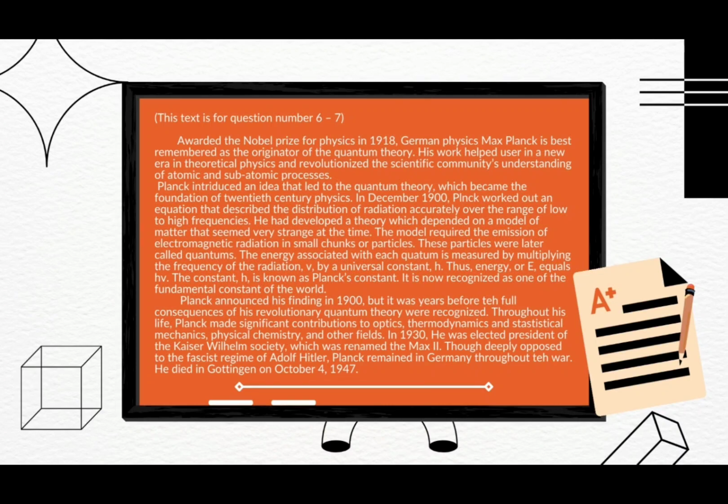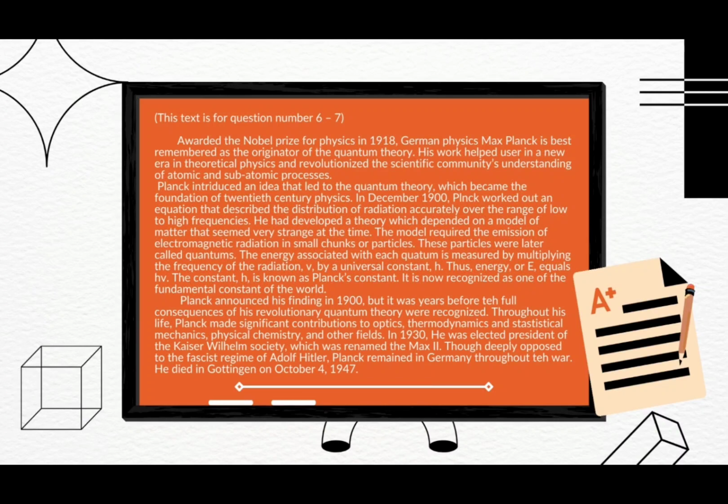The constant, h, is known as Planck's constant. It is now recognized as one of the fundamental constants of the world. Planck announced his finding in 1900. But it was years before the full consequences of his revolutionary quantum theory were recognized.